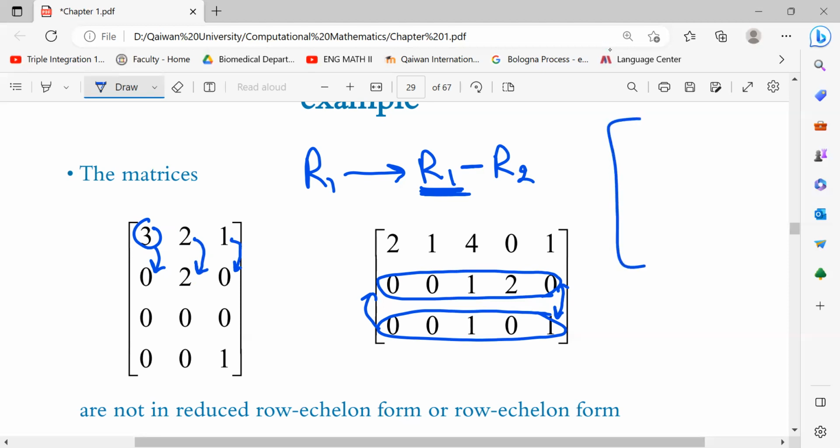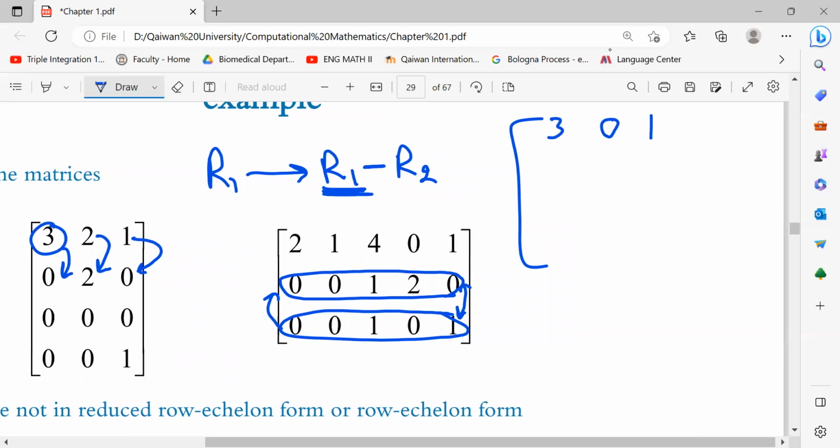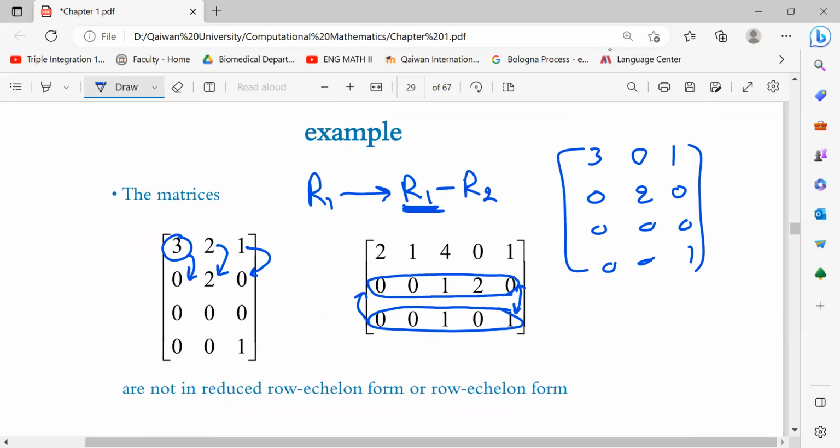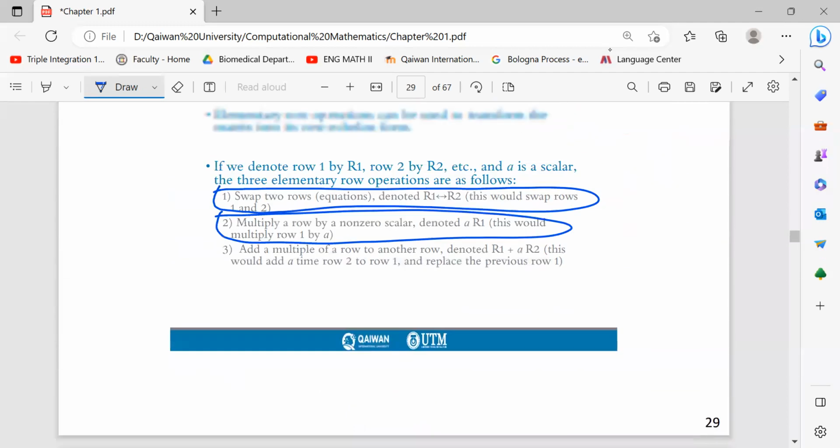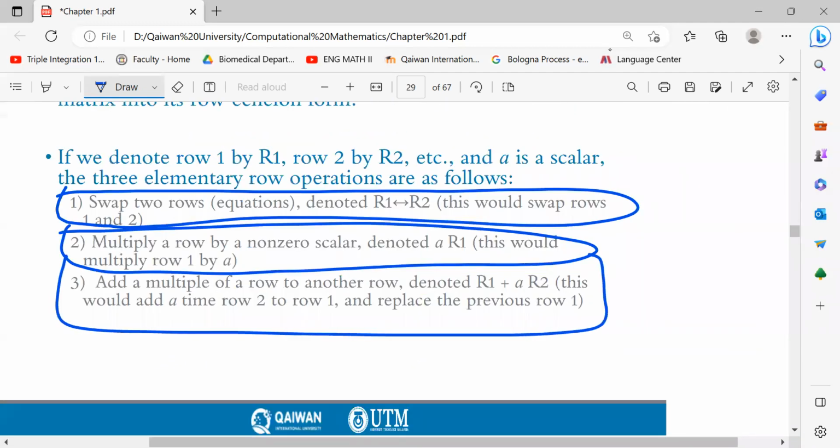So if we do this operation on this matrix, look, row 1 becomes 3 minus 0 is 3. Then 2 minus 2 is 0. 1 minus 0 is 1. Then row 2 is still the same: 0, 2, 0. Then 0, 0, 0, 0, 0, 1. It's how to make an entry 0 by using the leading entry. This is the third operation that you could do on the rows. We say we can multiply a row by a value, then add it to another row. Okay.